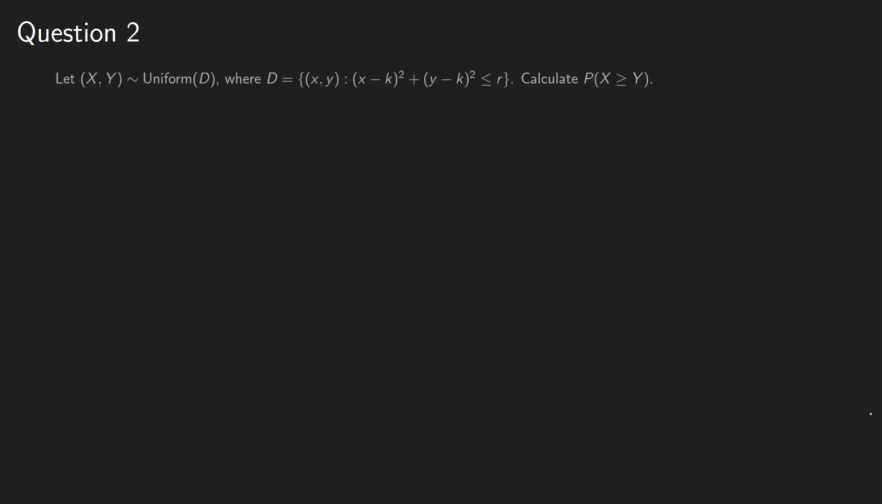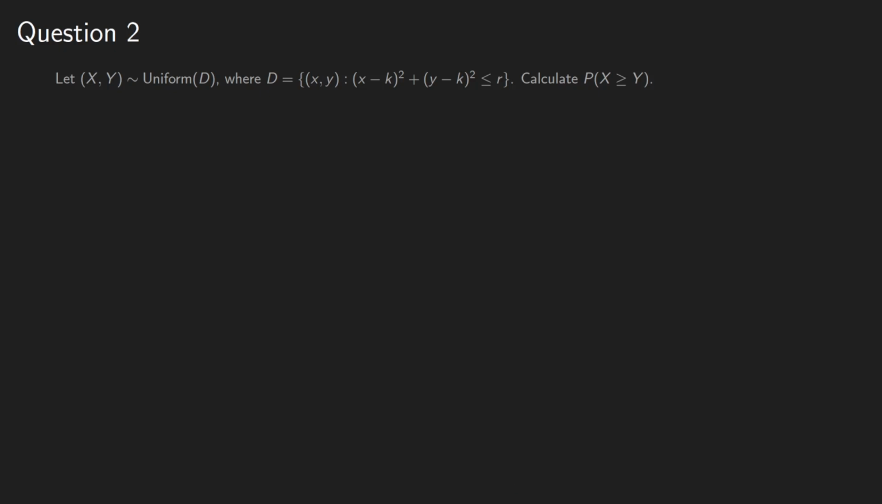Coming to the second question, we have been given two random variables x and y which are uniform in the region D, where the region D is given by this condition. D is the set of all points where (x minus k) squared plus (y minus k) squared is less than or equal to r. And we have to calculate the probability that x is greater than y.